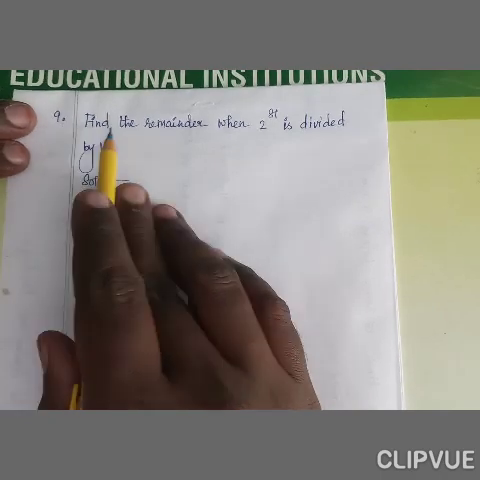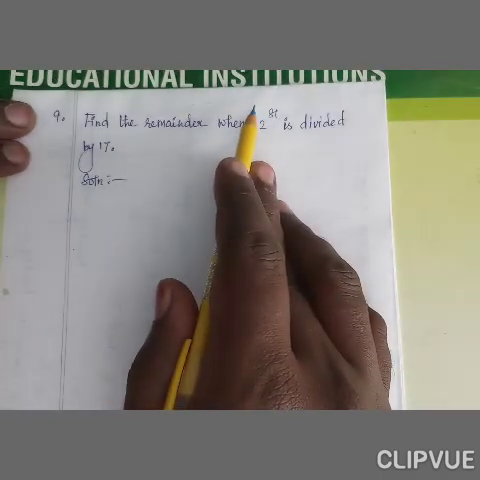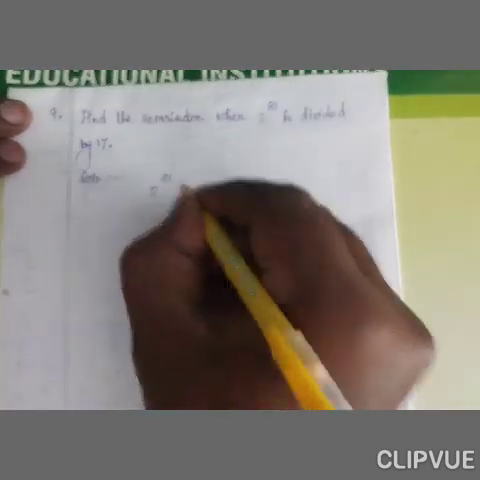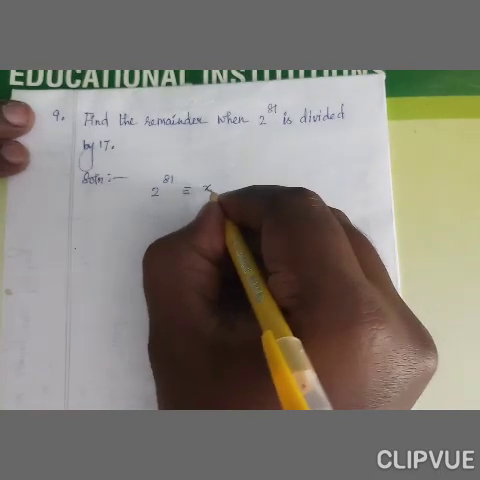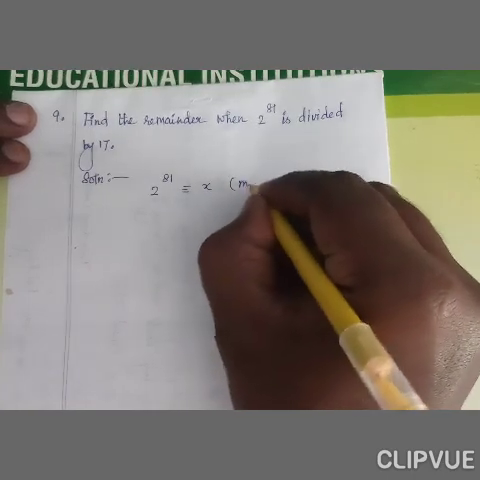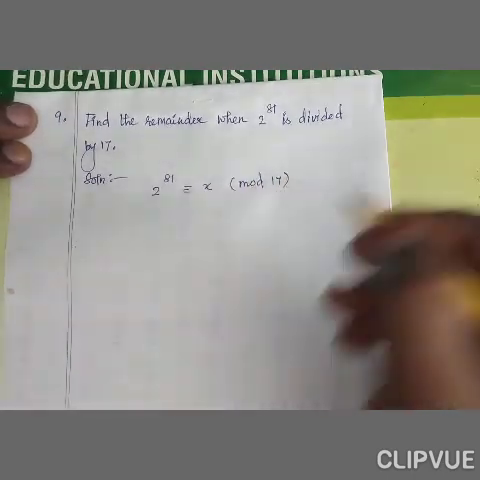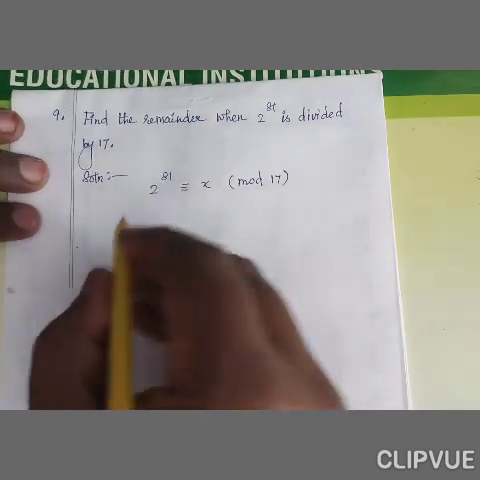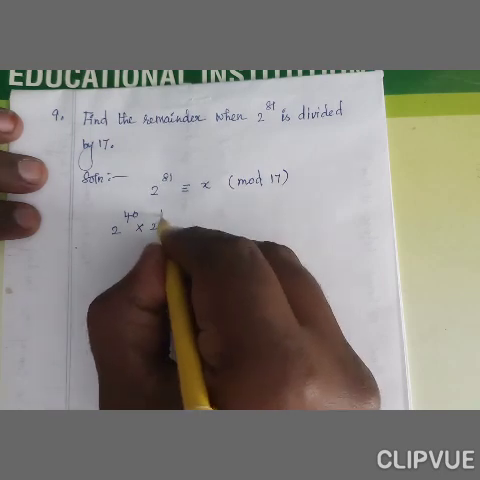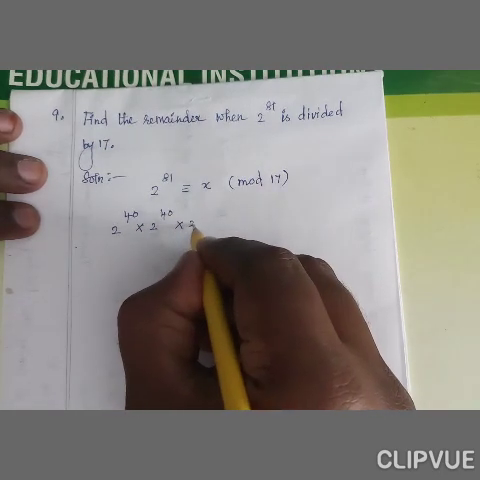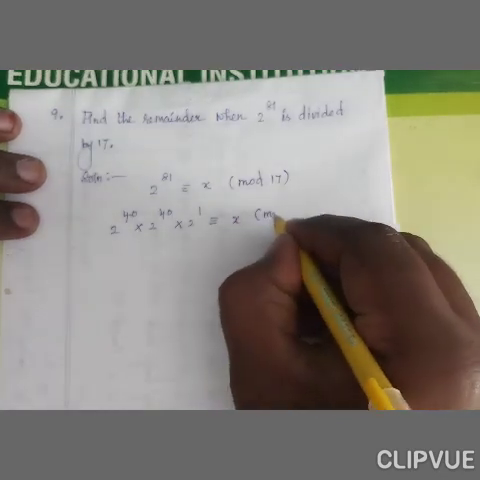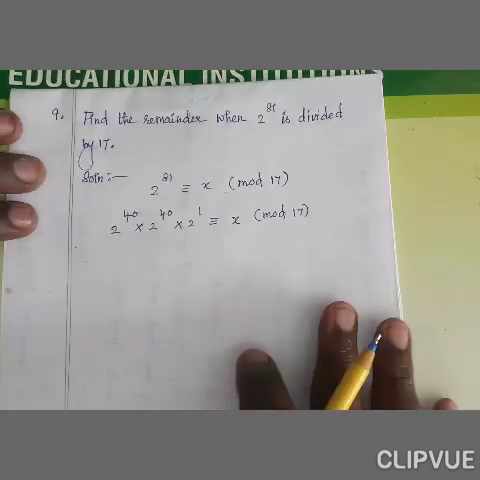Question number 9. Find the remainder when 2 power 81 is divided by 17. So 2 power 81 congruent to x. We are going to find x. This is the remainder when divided by 17. So mod 17. This 2 power 81 can be written as 2 power 40 into 2 power 40 into 2 power 1 congruent to x mod 17.